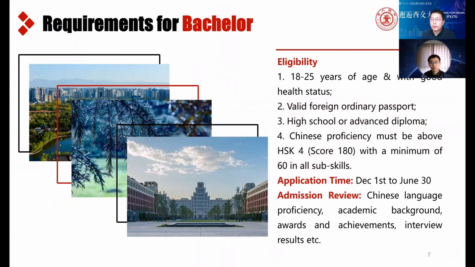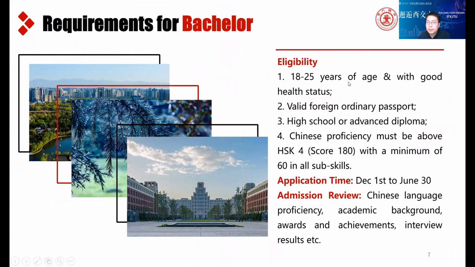So for the basic eligibilities for the bachelor applicants, first of all is our age limit. You have to be between 18 and 25 years of age and, of course, in good health. After that, you have to have a valid foreign ordinary passport and a high school advanced diploma to be a bachelor applicant. As you may know, some of our bachelor programs are taught in Chinese, so we may require a proficiency certificate in Chinese language, which is HSK4, with a score of 180 and a minimum of 60 in all the subskills.